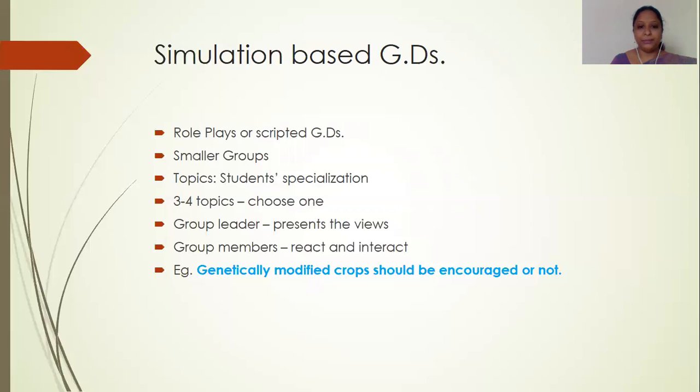So here people can assume the roles of various personalities from different fields. A scientist who works on the genetically modified crops, a farmer who cultivates the regular crops, etc. So different roles, and students will speak from that person's point of view. So these are simulation based GDs. So these are the various types of topics that are given in group discussions to test the various skills of students. Hope this video was helpful to you.